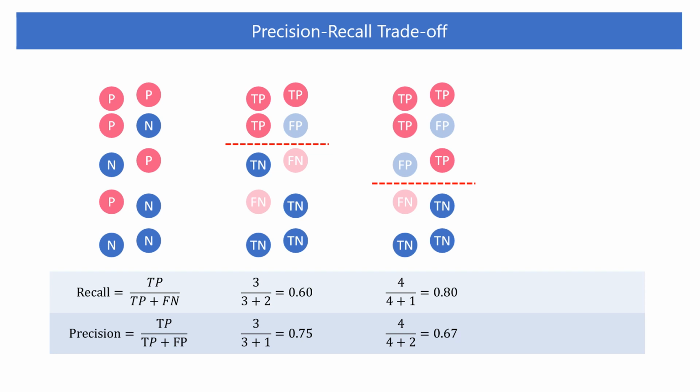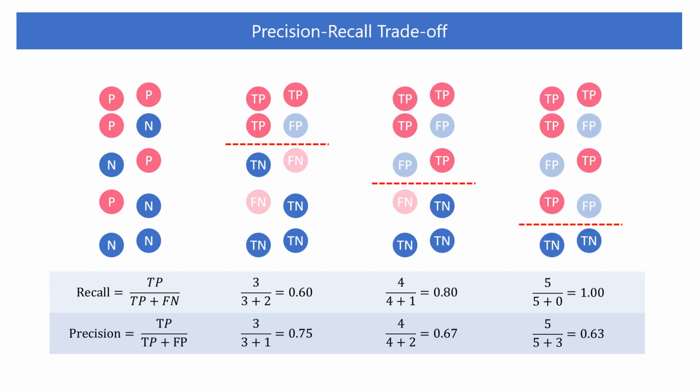In this case, recall and precision are 0.80 and 0.67, respectively. Since the model is more likely to classify each case as positive, the positive cases are less likely to be missed, resulting in higher recall. On the other hand, precision has decreased because the model is likely to classify true negatives as positive.